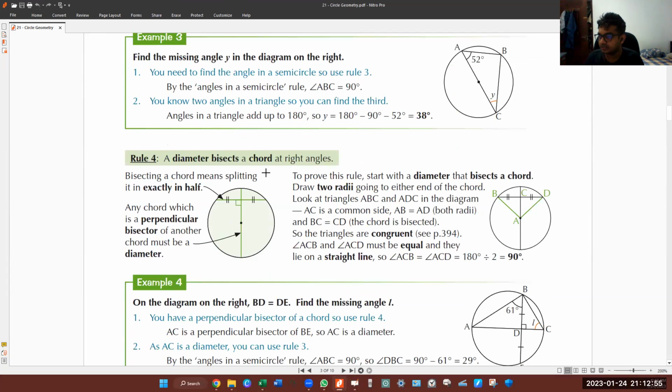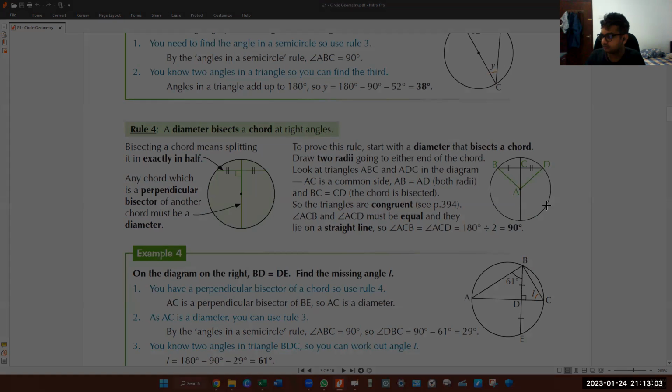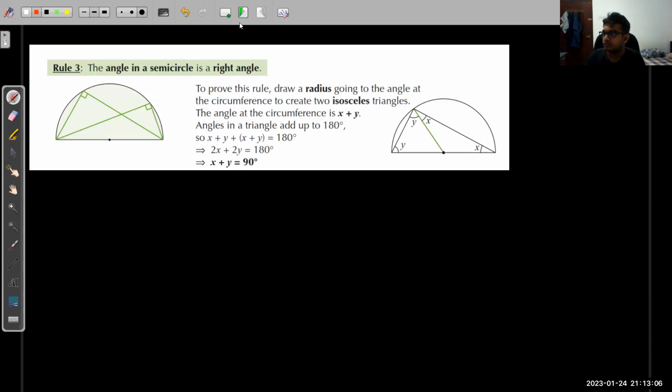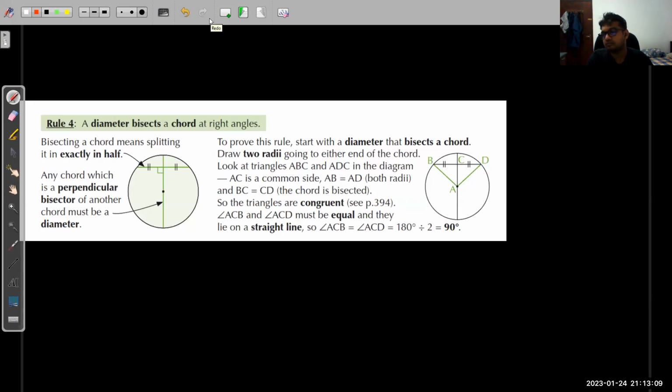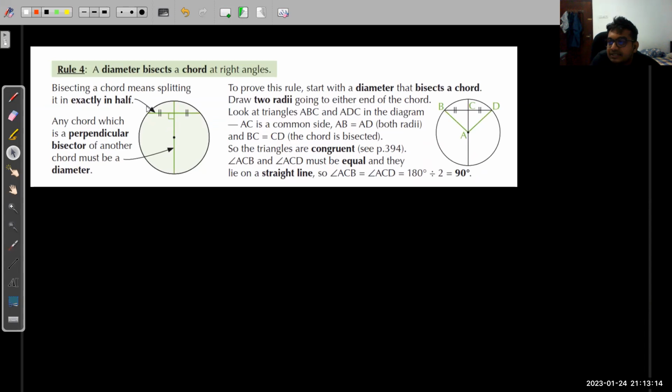Then the fourth theorem: a diameter bisects a chord at right angle, right? That also I'll give you. So whenever you draw a chord, and if you draw a diameter bisecting a chord, bisecting means splitting it in exactly half. The word bisect means you are dividing it into half. Any chord which is perpendicular to the bisector of another chord must be a diameter, right? That is the fourth rule.